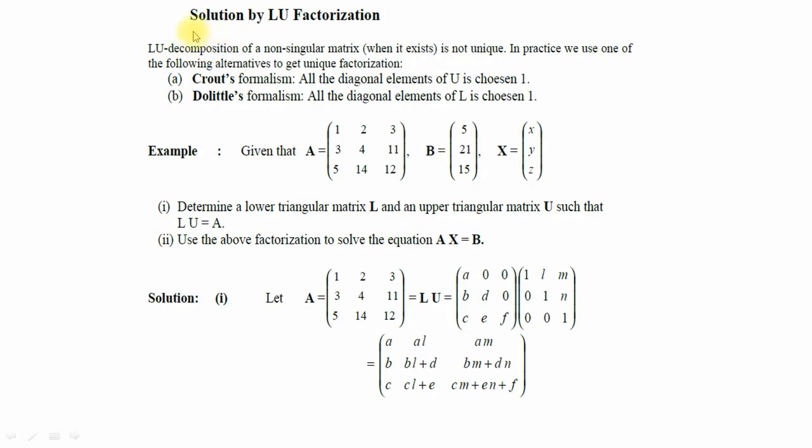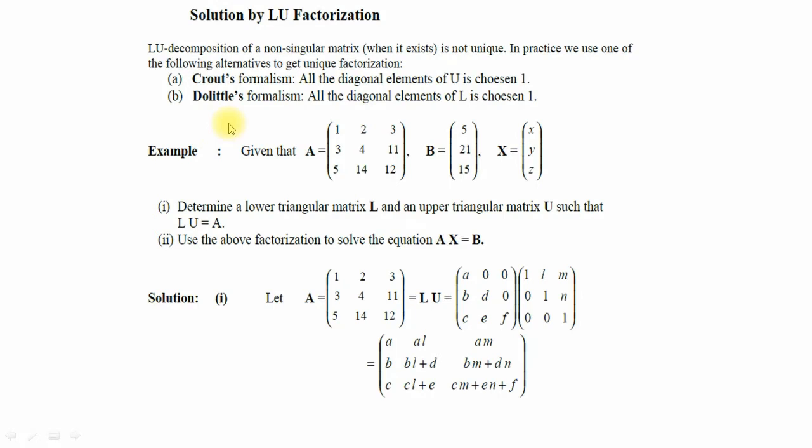Now, dear students, as I have already told you, the LU decomposition of a non-singular matrix, when possible, is not unique. In practice, we use one of the following alternatives to get a unique factorization. In Crout's formalism, all the diagonal elements of U are chosen as 1. In Doolittle's formalism, all the diagonal elements of L are chosen as 1. If we choose the diagonal elements of the upper triangular matrix as 1, the method is called Crout's decomposition, and if we choose the diagonal elements of the lower triangular matrix L as 1, it is called Doolittle decomposition.